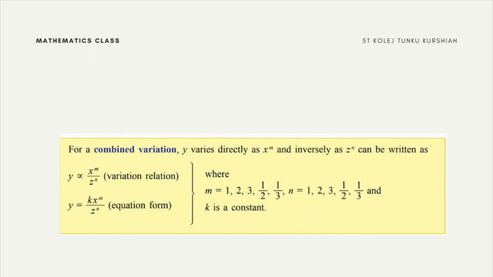To conclude, a combined variation is when something varies directly and inversely at the same time, and it can be written as shown below. As with direct variation and inverse variation, there is also a constant involved, which is written as k.